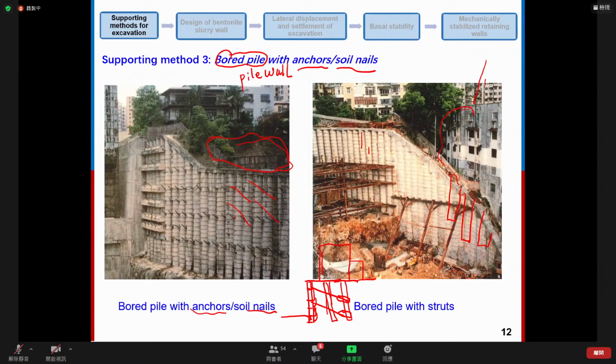In this case, the strut is very commonly used in Hong Kong because it only takes space inside the excavation. It will not take any space outside the excavation, so it will not interfere with the structures outside. Okay, so I hope this answers your question.